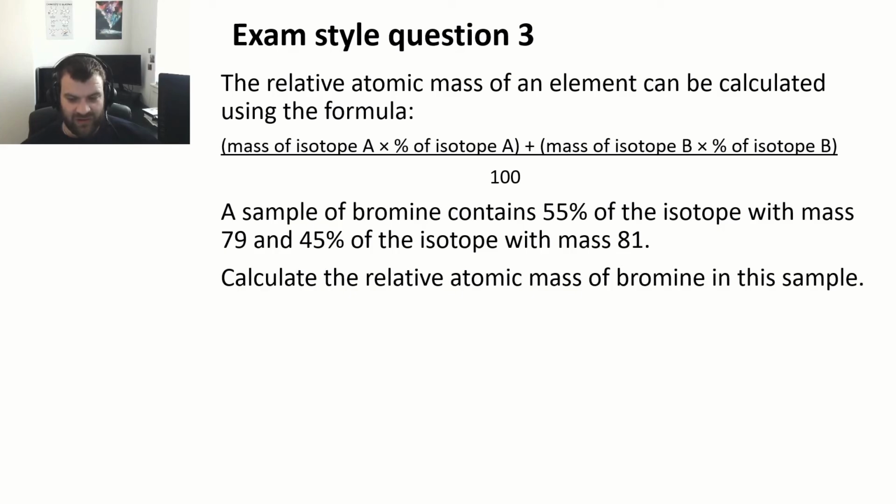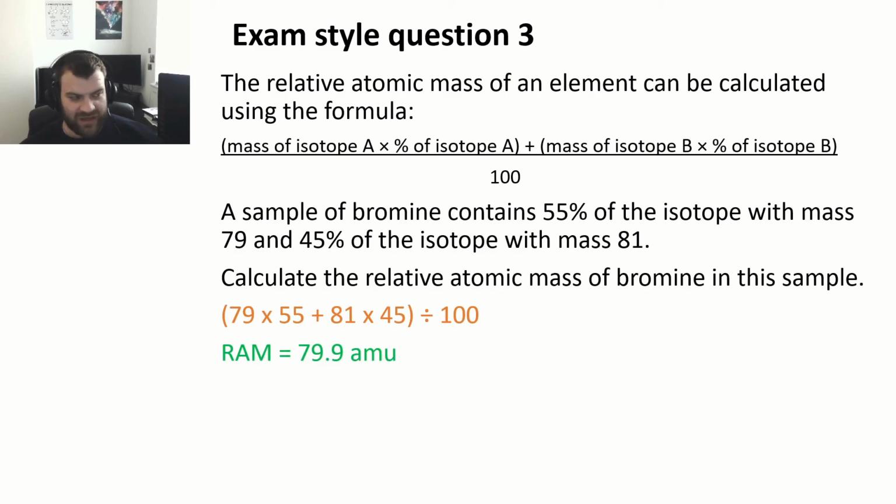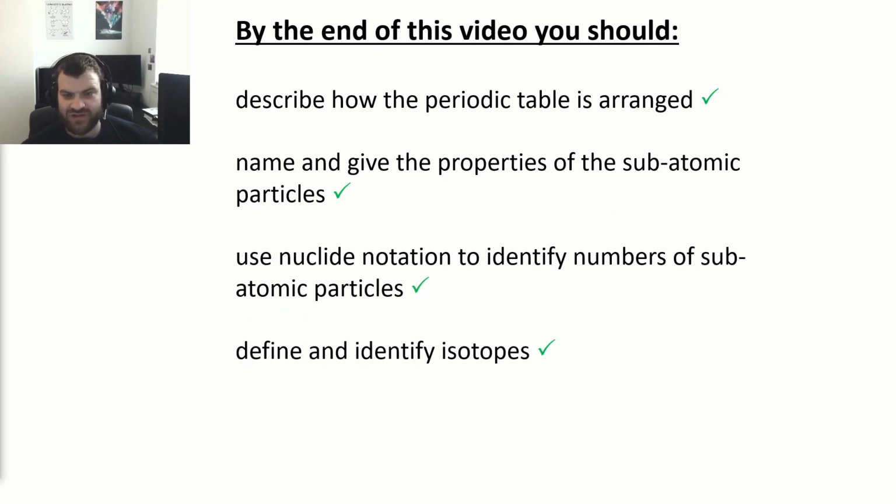So we're going to plug in our numbers. So we've got 79 goes with 55. And then that is being added to 81 times 45. And then that whole thing is being divided by 100. So when you plug that into your calculator, which you'll be allowed to use, you end up with a relative atomic mass of 79.9.